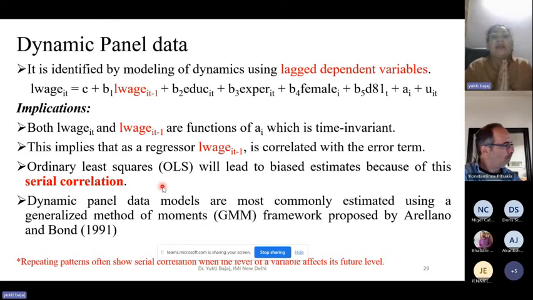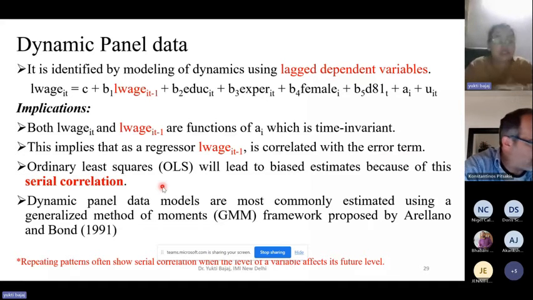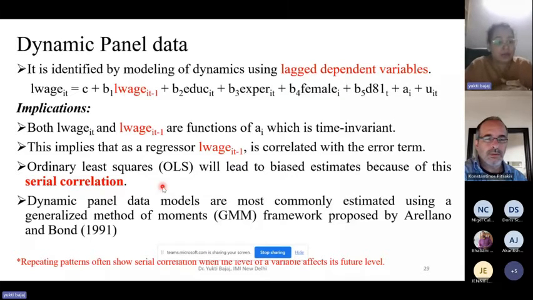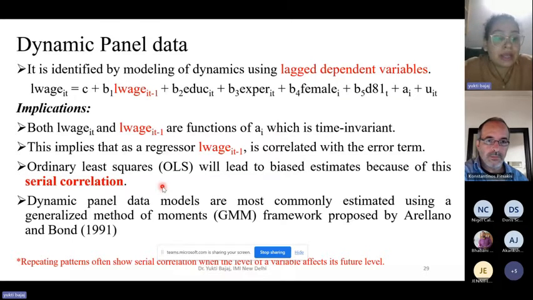Therefore, there are other techniques to deal with these kinds of data sets. One of them, which is very popular these days, is the generalized method of moments, which I actually used in my thesis also because I was dealing with a dynamic panel data set. It was proposed by Arellano and Bond in 1991. So that's it from my side. I won't go much deeper into dynamic panel because I think it's too much to grasp in an hour's time.